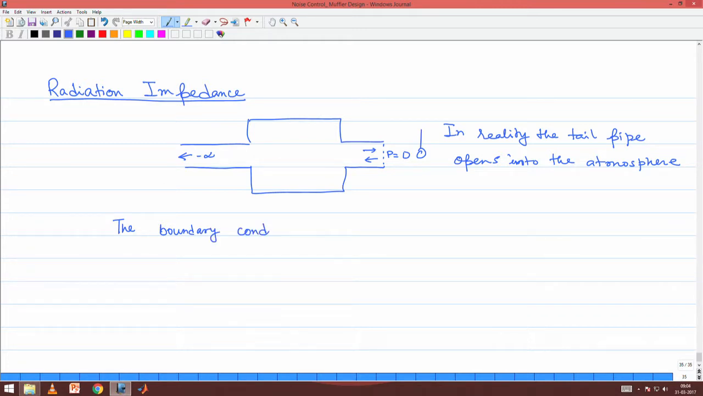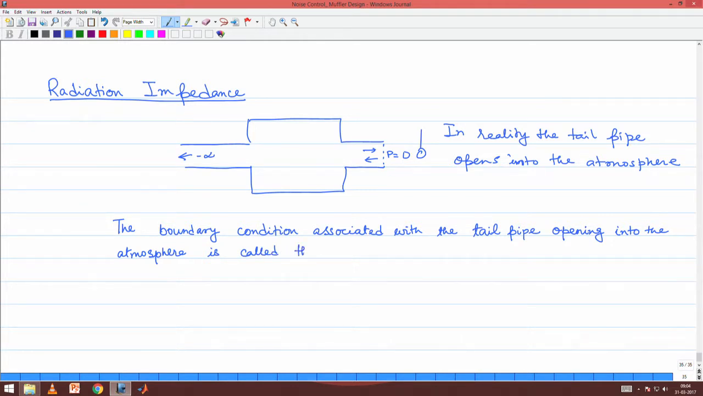So, the boundary condition associated with the tailpipe opening into the atmosphere is called the radiation impedance condition.